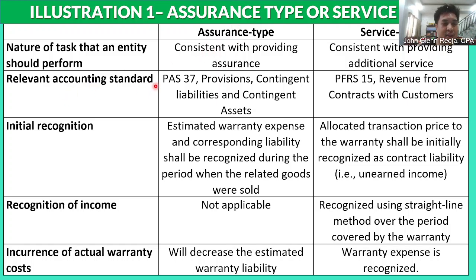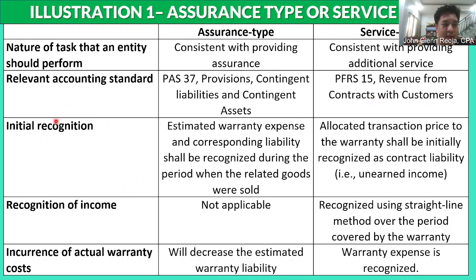Then relevant accounting standard for assurance type, that is PAS 37, yung old standard, no? That's provisions, contingent liabilities, and contingent assets. While yung sa service type, that is under PFRS 15, the new standard, revenue from contracts with customers.